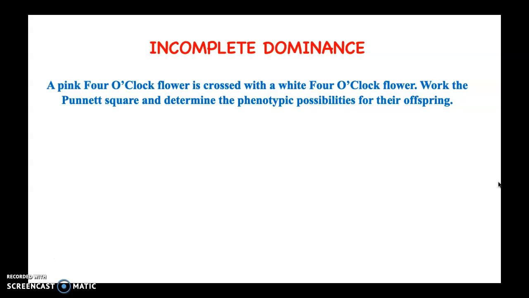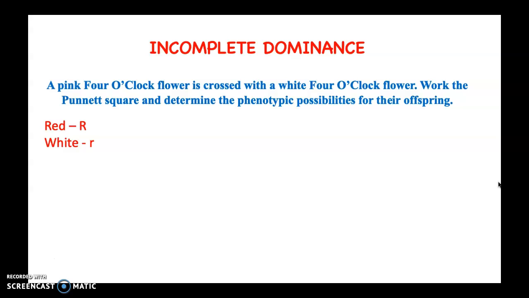Incomplete dominance occurs when the dominant allele does not completely hide or mask the recessive allele. You're still dealing with dominant and recessive alleles. In this case, the dominant allele is red, the recessive allele is white. So we just do big R, little r. From there, we have to look for the genotypes of our first two parents, our P1 generation. It says the first one is pink. Pink is a blending of red and white. So we know if it is pink, it should have a heterozygous genotype.